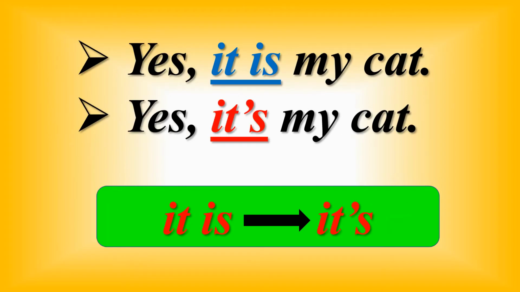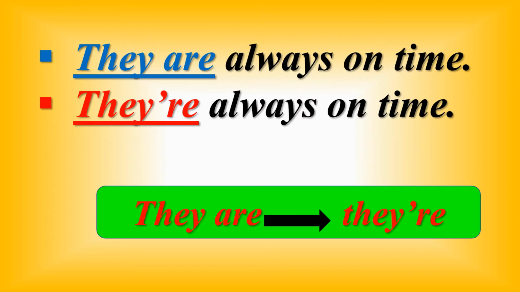Next example, yes, it is my cat. Now the same sentence written using a short form is, yes, it's my cat. Instead of writing the full form, it is, we wrote it and apostrophe s for is, it's. Now let's see one more example. They are always on time. The same sentence written using a contraction is, they're always on time. Instead of writing the full form they are, we have written a short form by putting an apostrophe, they apostrophe re, they are.